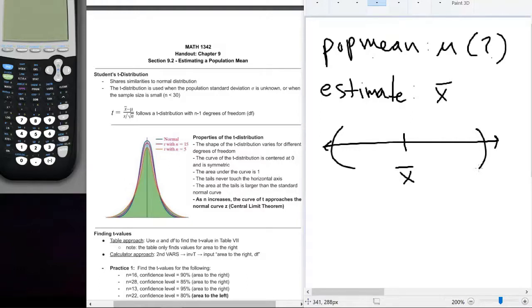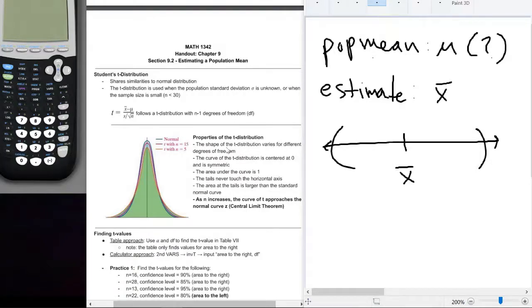Now, luckily, it does follow some properties of the normal distribution. If you notice, it looks very similar. Here, the very bottom curve is a t-distribution when the sample size is 5. Right above it is the t-distribution when the sample size is 15. The more we increase the sample size, the closer and closer it gets to a normal distribution, but it does follow similar behavior. So the shape will change based on the sample size.